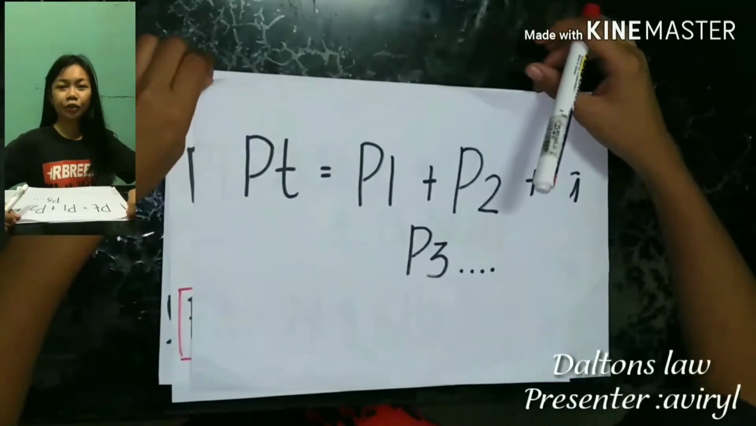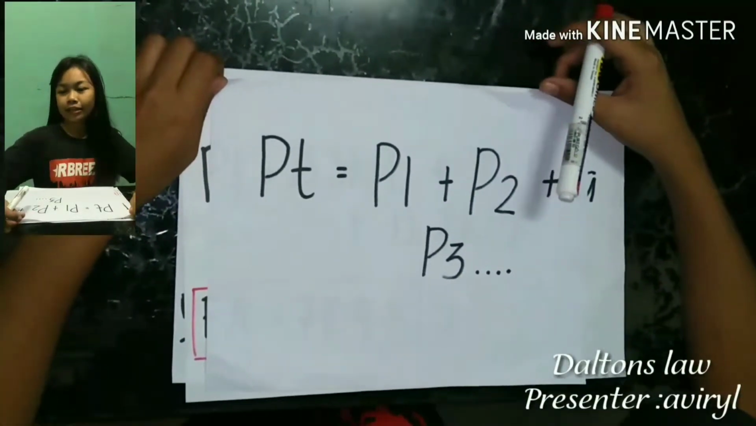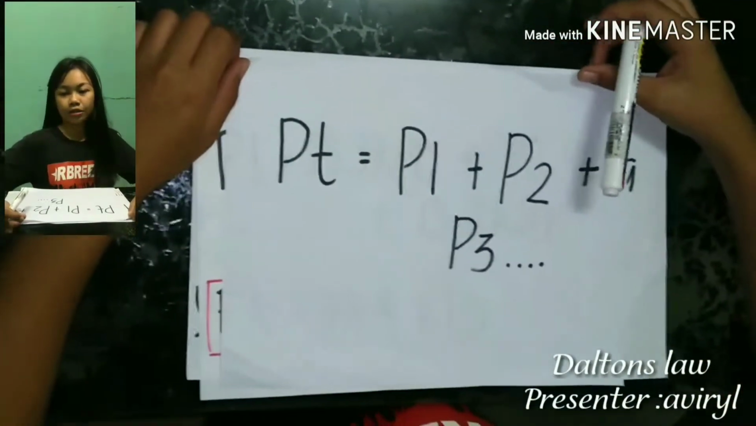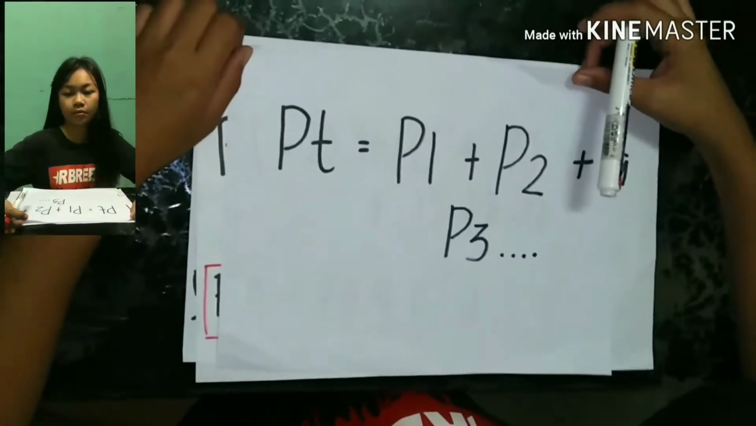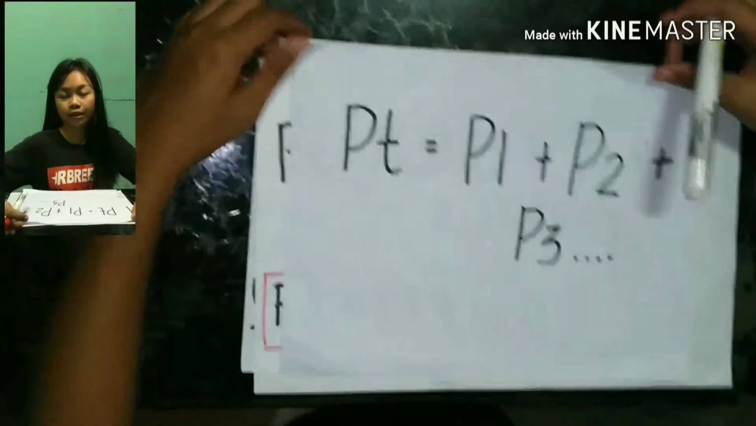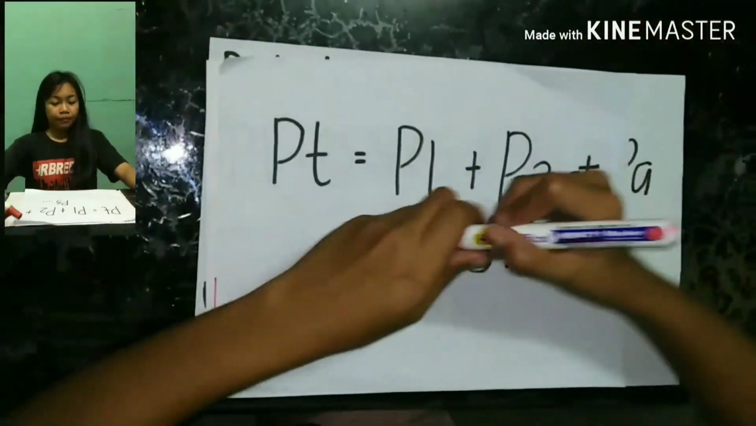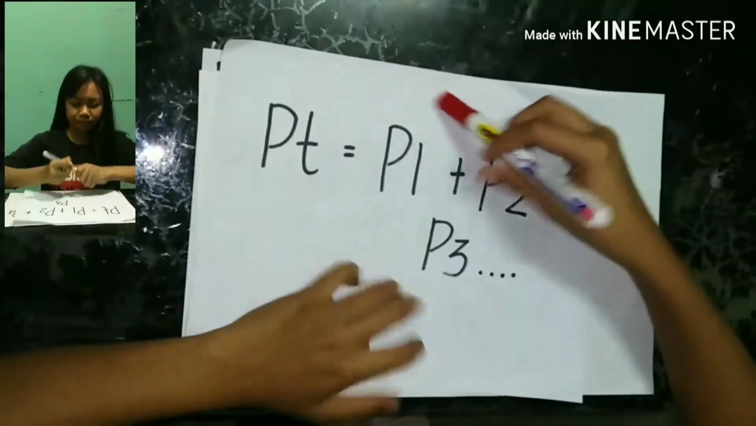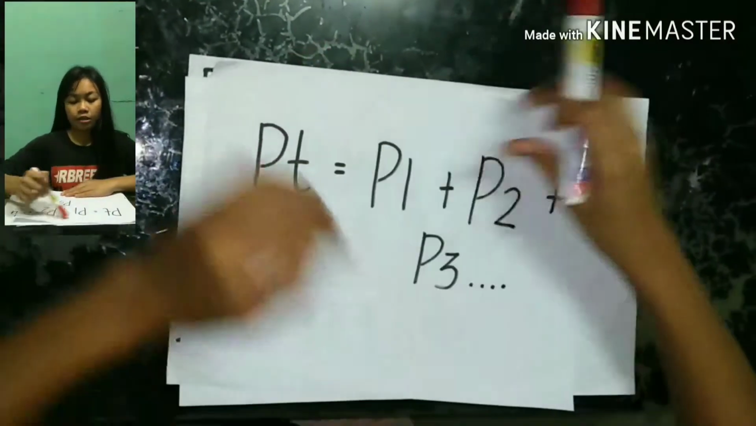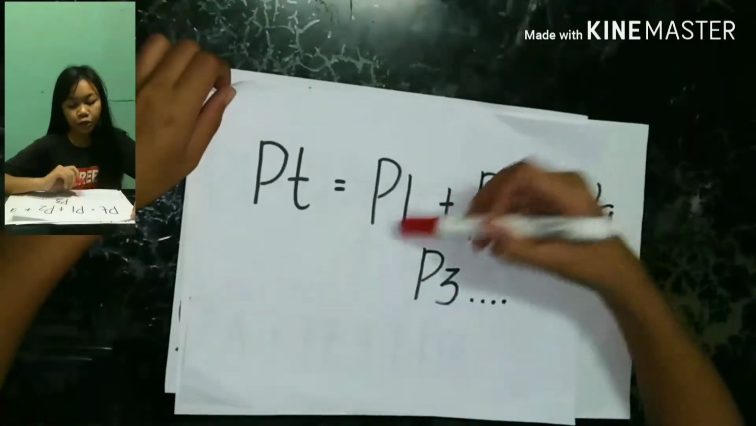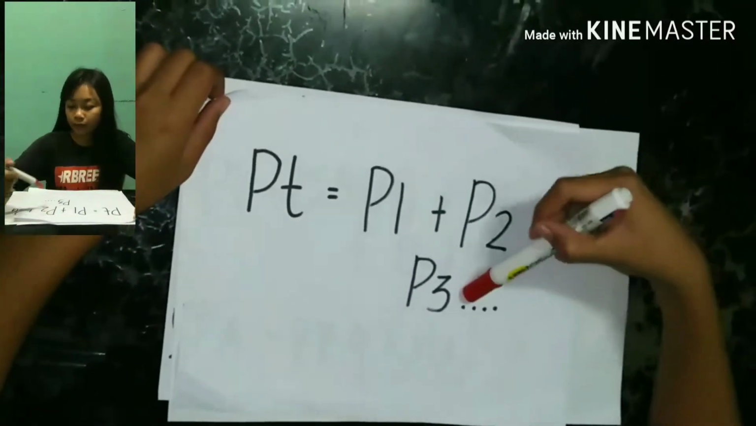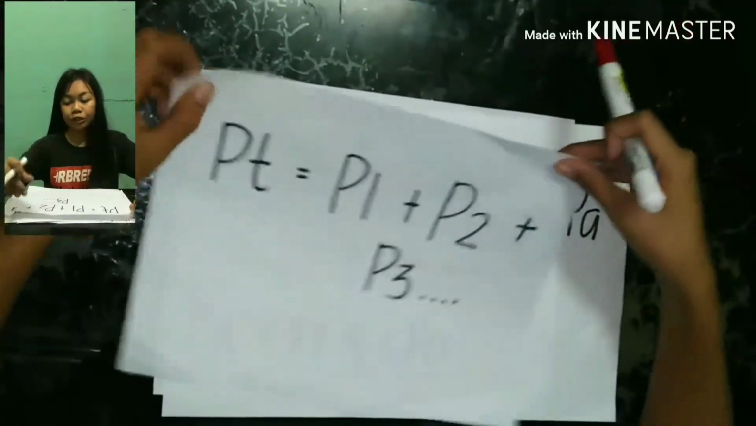Hello everyone, did you know what Dalton's law is? Dalton's law of partial pressure states that the total pressure of a mixture of gases is equal to the sum of partial pressures of the component gases. This is the standard formula for Dalton's law. PT stands for total pressure, while P1, P2, and P3 stand for pressure of each gas.